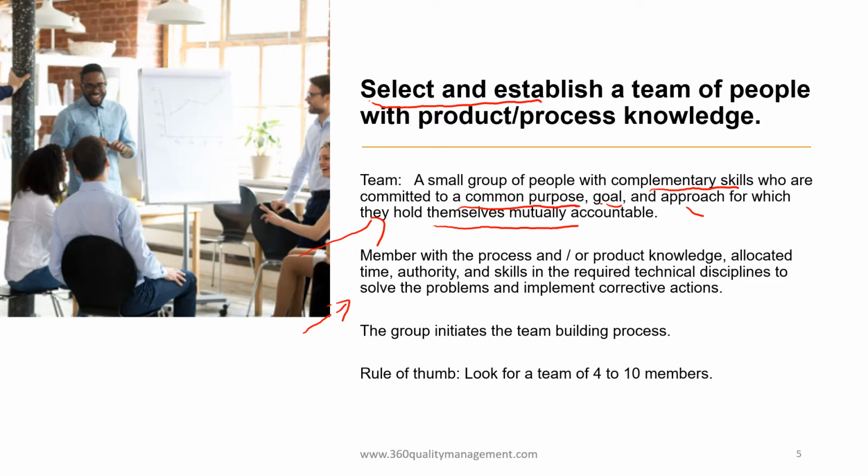Members with the process or product knowledge will need to allocate time, and also have authority and skills in the required technical disciplines to solve problems and implement corrective actions. The group initiates the team building process, and the rule of thumb for 8D problem solving could be a team of 4 to about 10 members, depending on how complex the problem is.